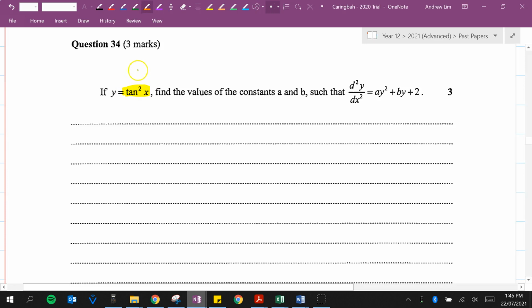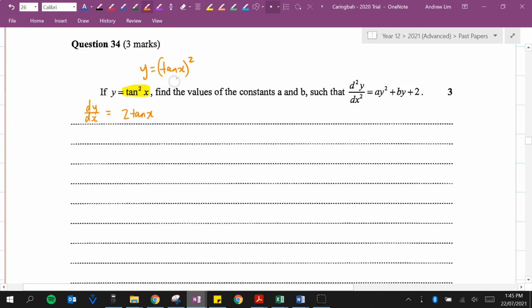Now this is sort of like saying we've got y is equal to tan of x, all squared. So in order for us to differentiate this, we need to use the chain rule. So dy dx is equal to, I'm going to bring down the power, I'm going to reduce the power by 1, and then we need to multiply by the derivative of what's inside the brackets.